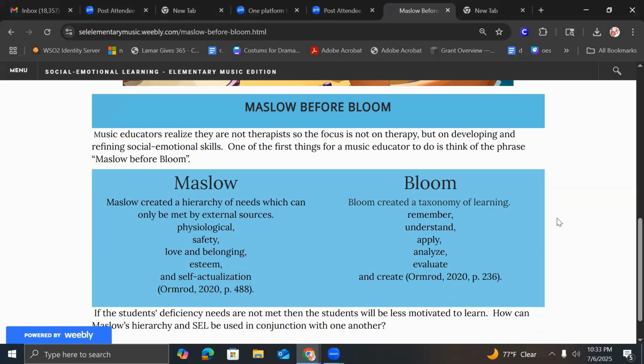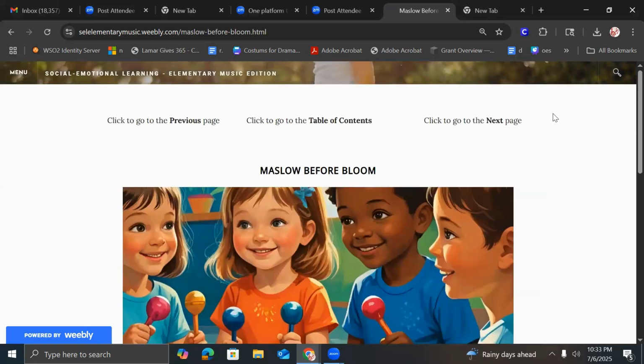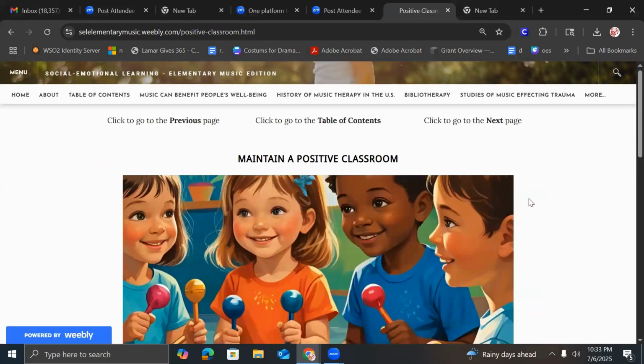If the kids don't feel safe, if they don't feel like they belong and are loved, then they will have a hard time learning. So it's Maslow before Bloom. And that's one of the biggest things that we have to think about in our classroom.